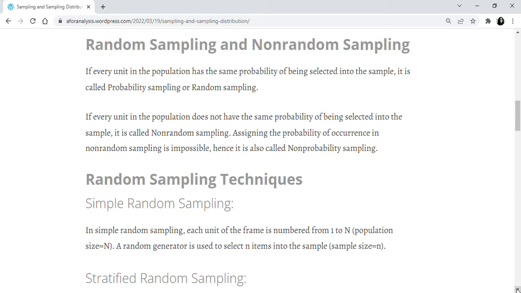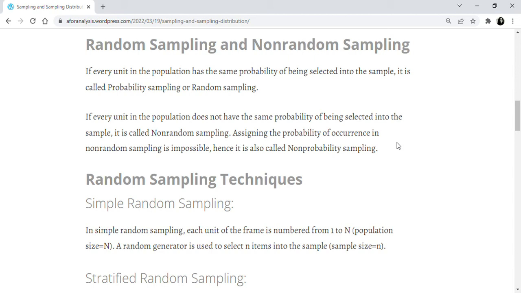Similarly, if every unit in the population does not have the same probability of being selected into the sample, it is called non-random sampling. It means the probabilities are not equal for all the units. It's slightly up or down.